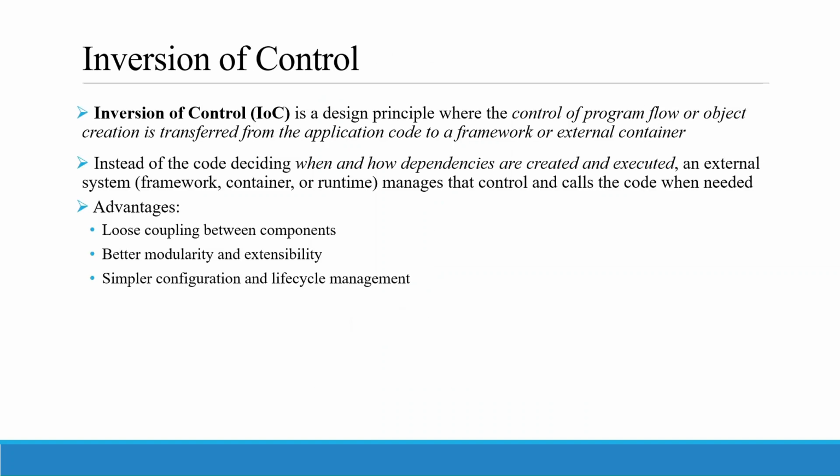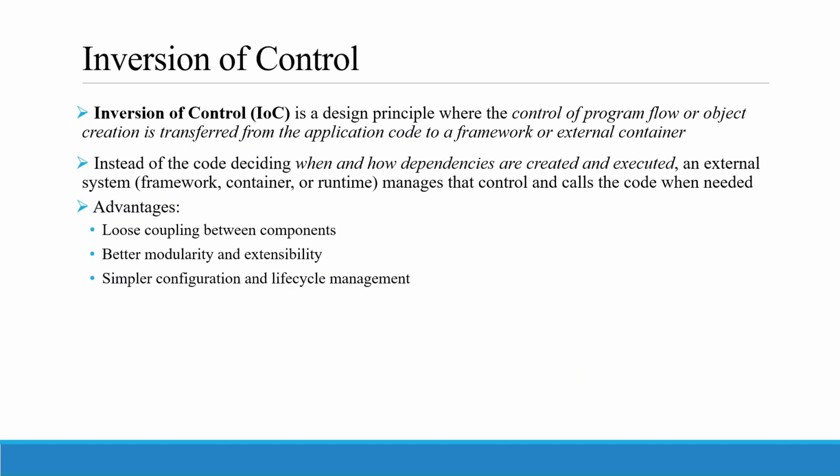Inversion of control. It's a design principle where the control of the program flow or the object creation is transferred from the application code to a framework or external container. Okay, so basically we have, like we said before, an external source that creates the objects that we use. Instead of the code deciding when and how the dependencies are created and executed, an external system, for instance a framework, container, or runtime, manages that control and calls the code when needed.